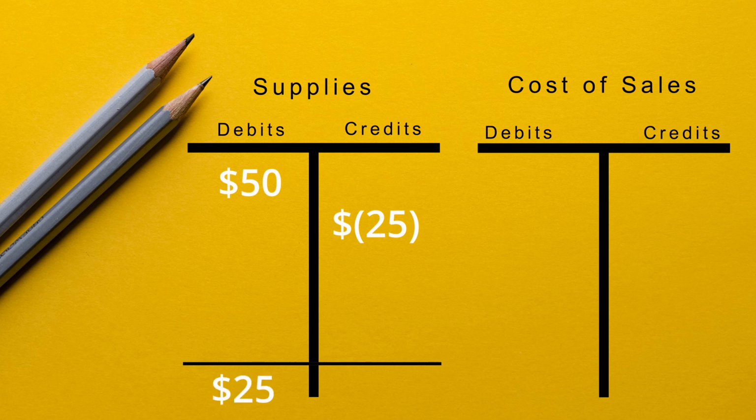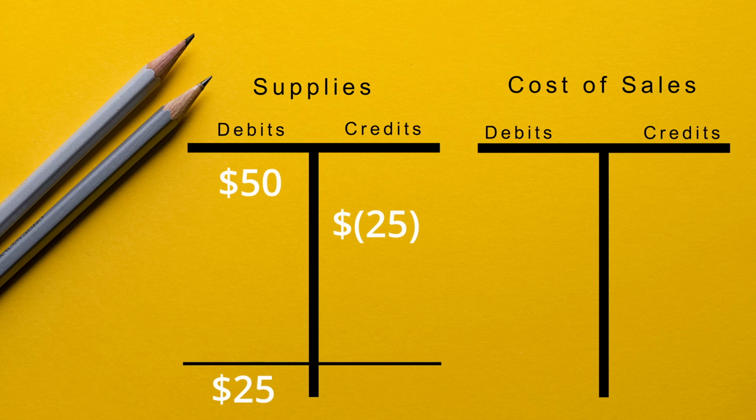And our other T account, which we haven't seen before, is cost of sales. Now this is a P&L account, which will show up on the P&L, and we don't have a balance in it yet. To increase cost of sales, we're going to debit it by the $25, and this is essentially the cost of those sales associated with the $100 of brownies sold.